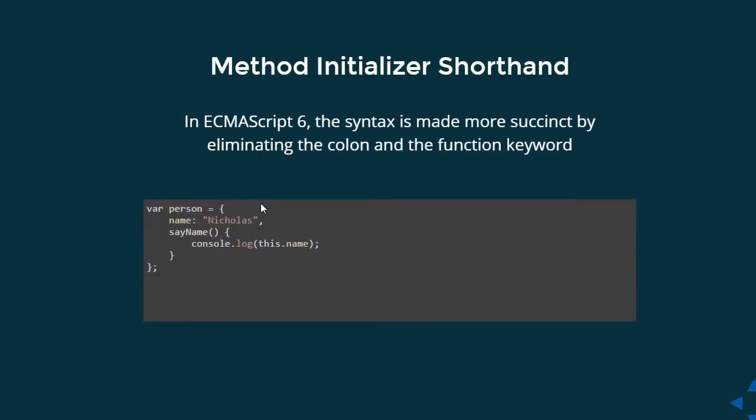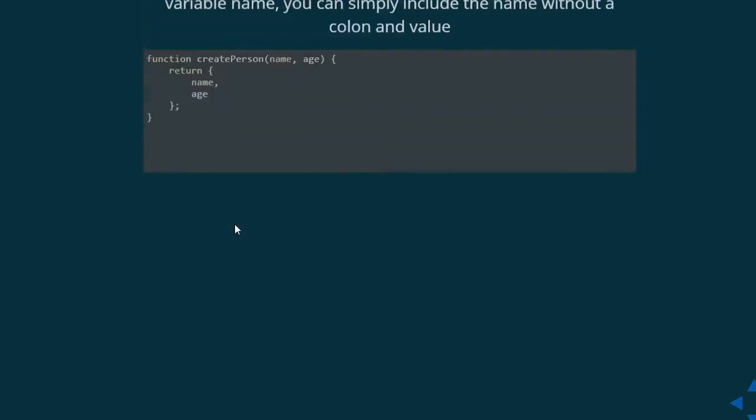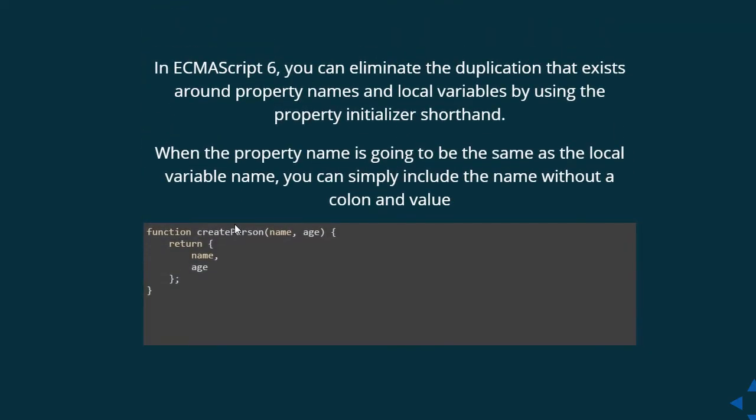Similarly, for function shorthand, you can say method initializer shorthand in ES6. Earlier what we were doing, we were writing the name colon function, and then writing it. But right now you can just write the function name, no need to use the function keyword. So this is called method initializer shorthand. And this is object shorthand.